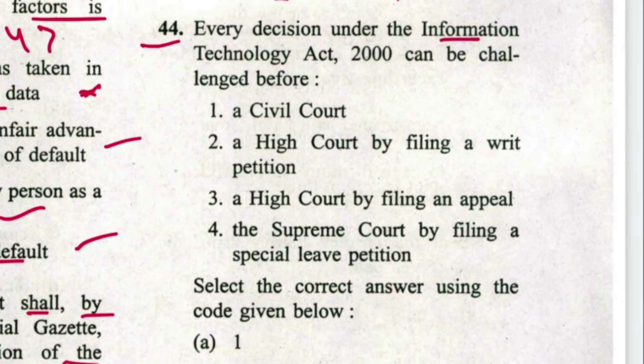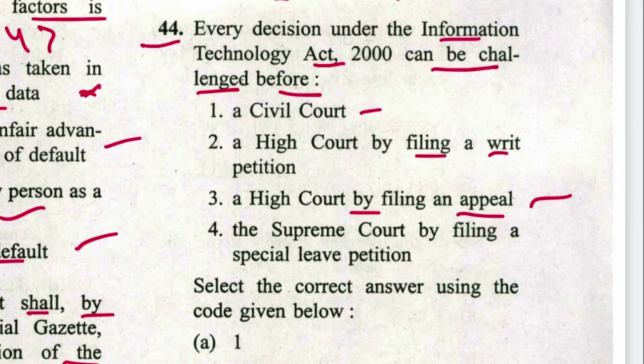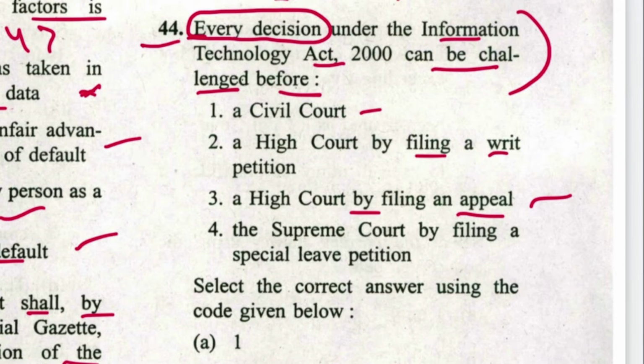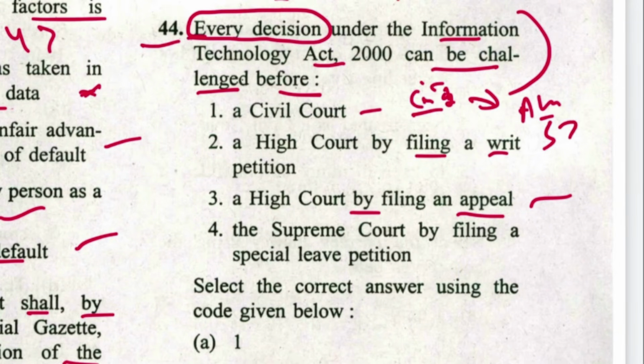Next, 44. Every decision under Information Technology Act can be challenged before a civil court, or high court by filing a writ, or high court by filing an appeal. See, I would say this question is not proper. It is mentioned every decision. So first there is a cyber tribunal. Okay, so that decision can be challenged in appellate tribunal under section 57. Then if they want to challenge the decision of appellate tribunal, then as per section 62 they can go to high court. So I would say this question is not proper.